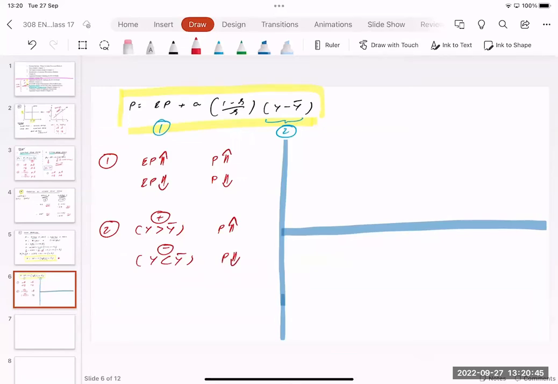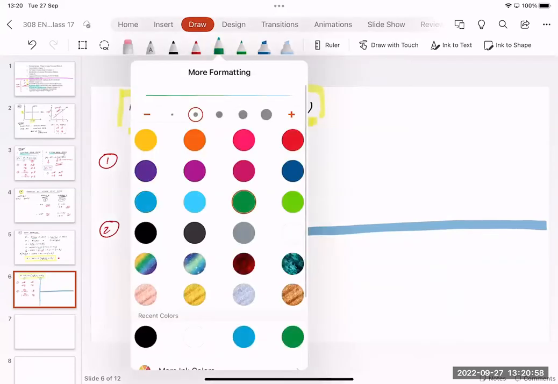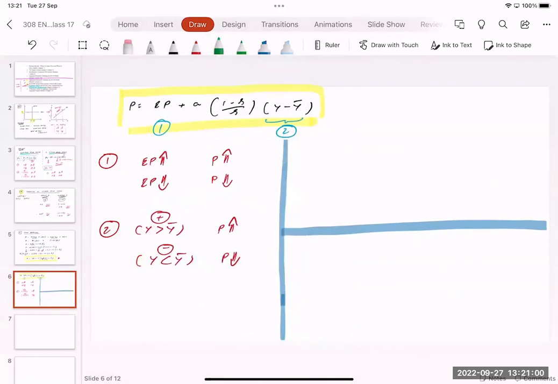Okay, we have two factors that can affect the price level. The first one is expected price. The second one is about the economy. The next question is, between these two factors, which one has more effect than the other one?